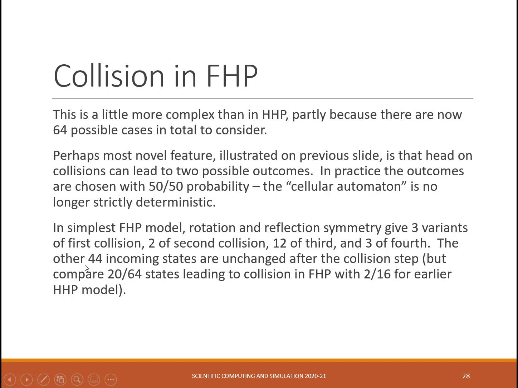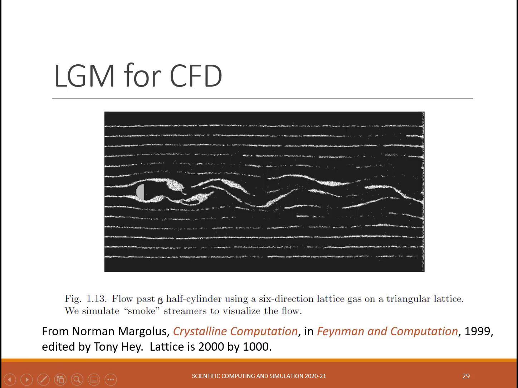In this slide, we have an example showing a simulation of 6-direction lattice gas using a cellular automaton. In this image, the grid size is 2000 by 1000. In Lab 5, we will implement the lattice gas model to simulate the fluid dynamics problem.